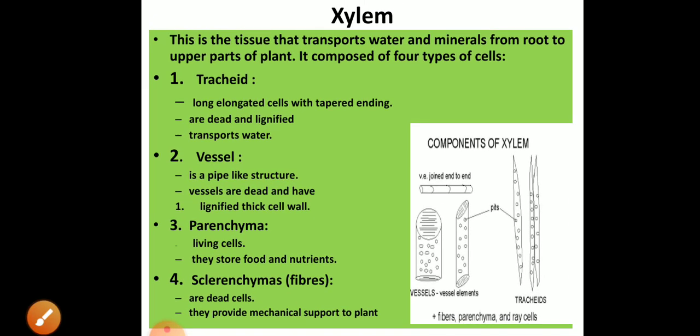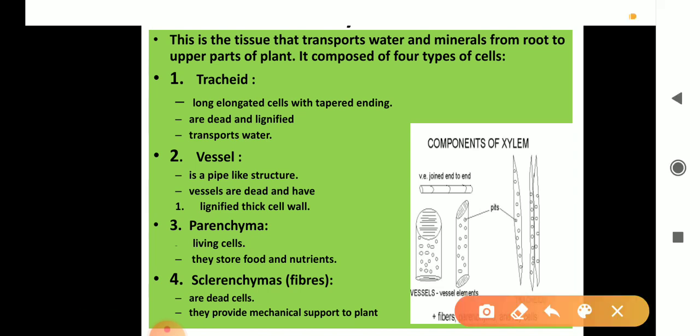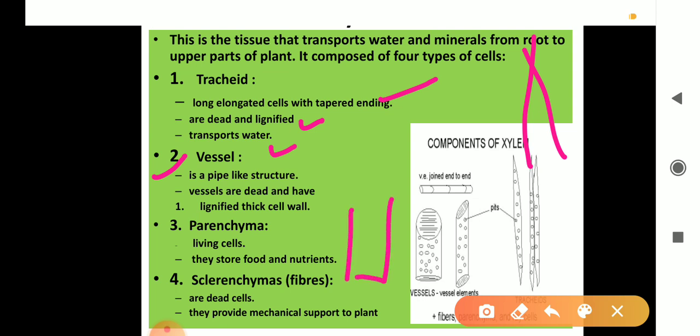Now see, they are long, elongated cells with tapering ends. Tapering end means this type of end. And they are dead and lignified. Lignified means they have the deposition of lignin so that they become mechanically strong. Then they transport water. Vessels, what are the vessels? Vessels are also dead and they are like this, and they join together end to end. Also, pits are present, and they are also lignified and dead cells.